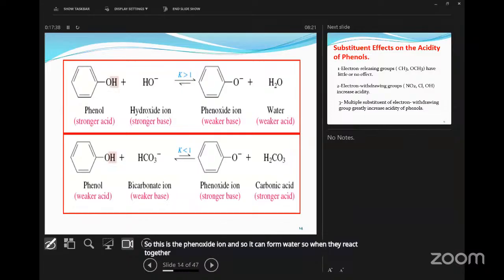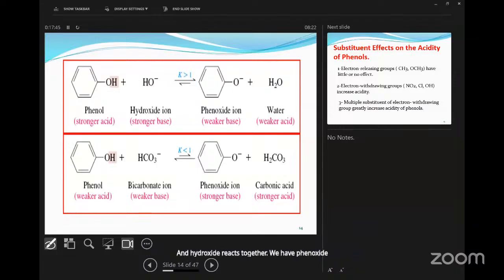So when phenol and hydroxide react together, we have the phenoxide ion. The OH abstracts a proton. This is a base, now a strong base. If you add phenol to a strong base, it is not acting as a strong acid here. A stronger acid reacting with a base, the base abstracts a proton just like in the normal neutralization reaction. And then you have the phenoxide ion and we have water.